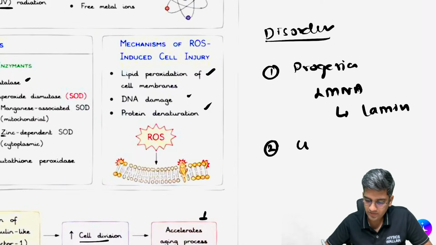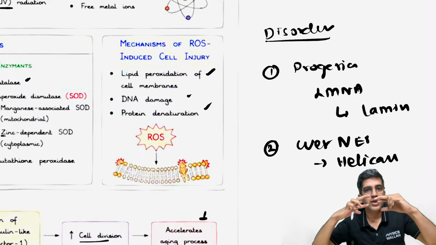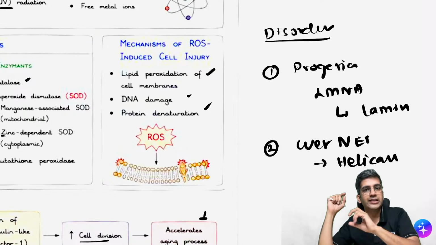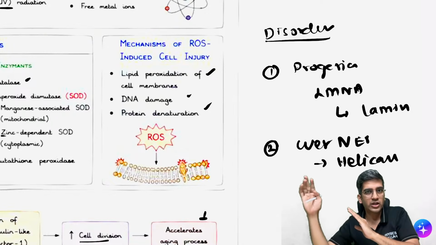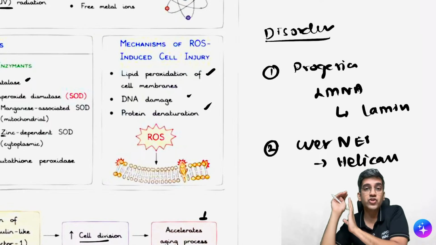Second is a syndrome called Werner, N, not M. Okay, Werner syndrome, where I have mutation in helicase. Helicase is required for the replication fork formation. So when helicase is not there, the DNA will not unwind and the cell cannot divide, right? These are two disorders of cellular aging or premature aging, progeria and Werner syndrome, right? Write this if it's a long answer.